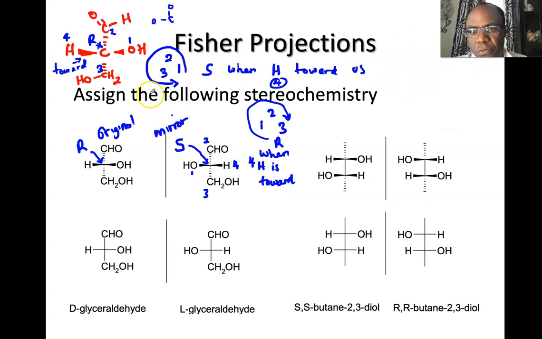So whenever you put a molecule in front of a mirror, what you're really doing is exchanging two groups. You see here the hydrogen was on the right, OH is on the left. You see the hydrogen here is on the left, OH is on the right. So you've exchanged two groups, and that leads to inversion of configuration.